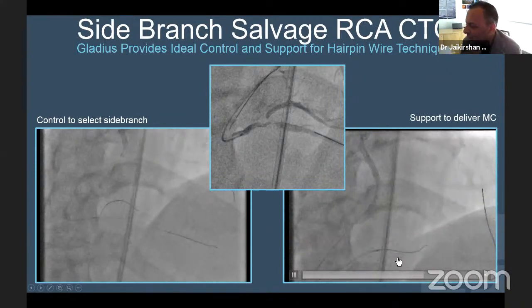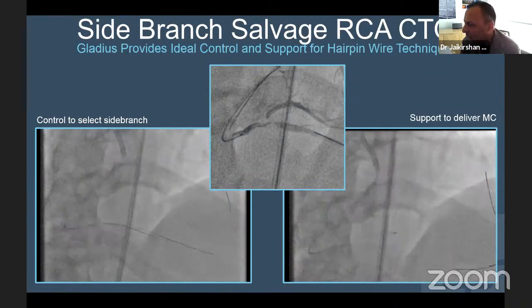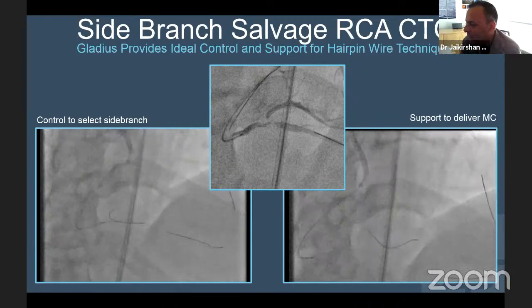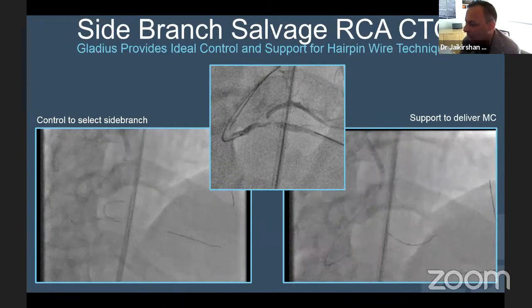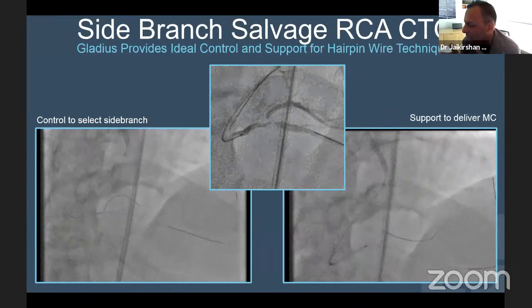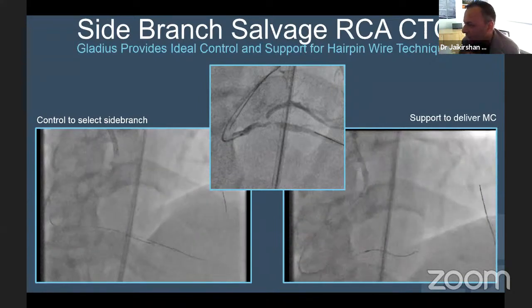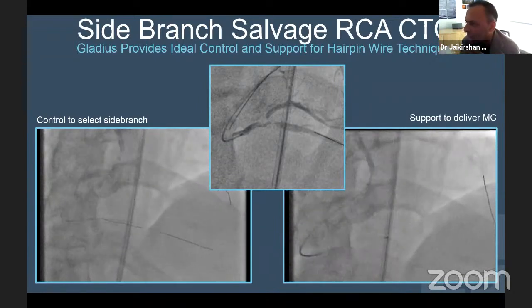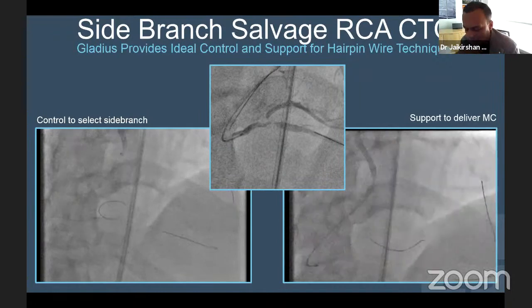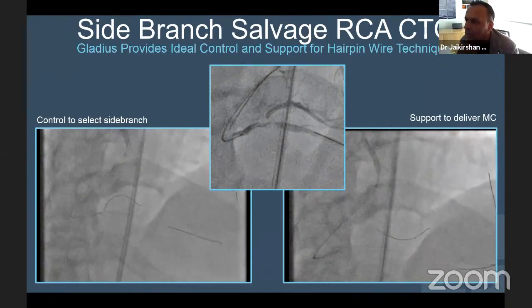The Gladius wire seems to have the perfect properties. It's very steerable and also very supportive. It allows us to do the hairpin technique and also to deliver microcatheters with no difficulty. And so this is just a little niche role for this wire, and I want to include it because we've had great success with this for this particular application.